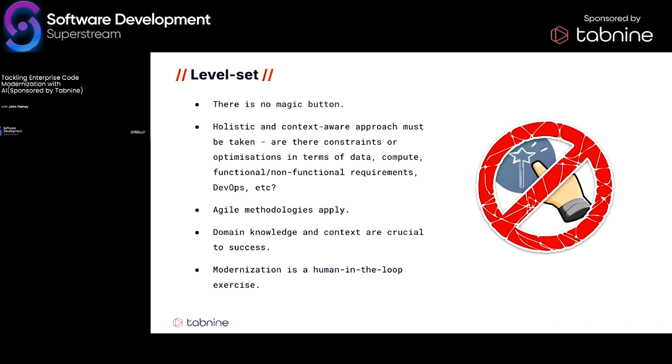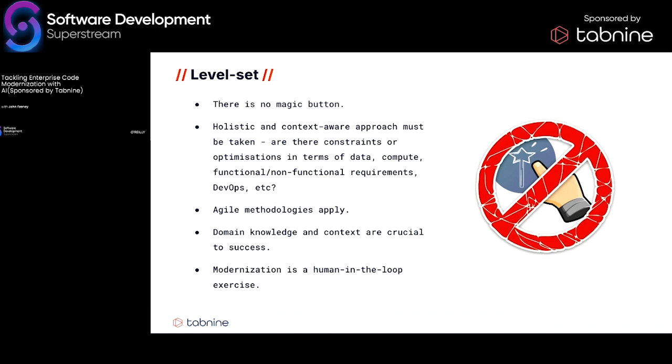Is it going to run in a container? What about the functional requirements for the system? Have they changed? Or, the non-functional requirements, do we need to take into account any performance considerations or observability constraints? Also, like DevOps, do we want to introduce DevOps practices to this system? And if so, what are the changes that we're going to have to make to facilitate that? So, the context in which you're doing all of this is really, really important.